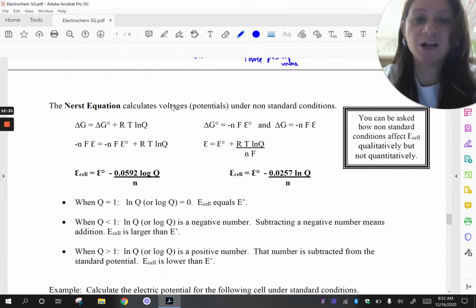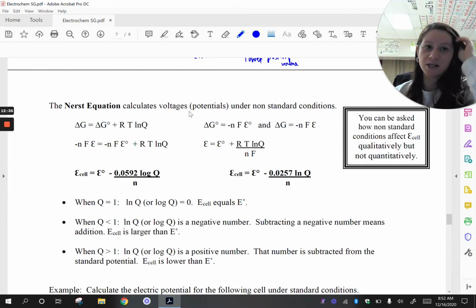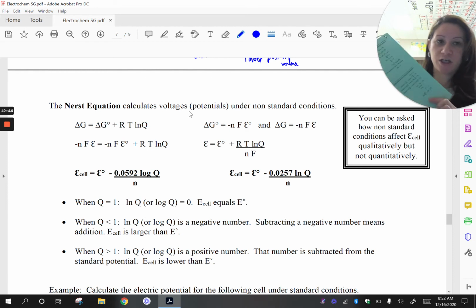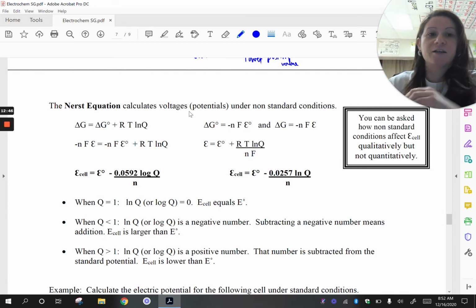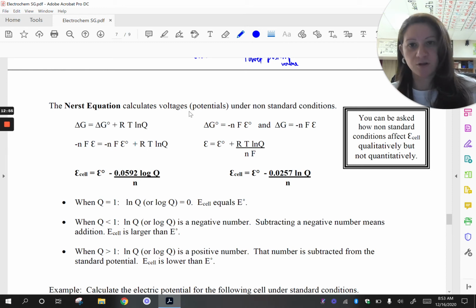So there's a way to calculate what the cell potential would be at non-standard conditions. And the way that you do it is using the Nernst equation. The Nernst equation is actually still on the green sheet, but College Board says they're not going to ask you to calculate it. They will ask you about it qualitatively. But let's look at the Nernst equation because you'll definitely probably use it in college.